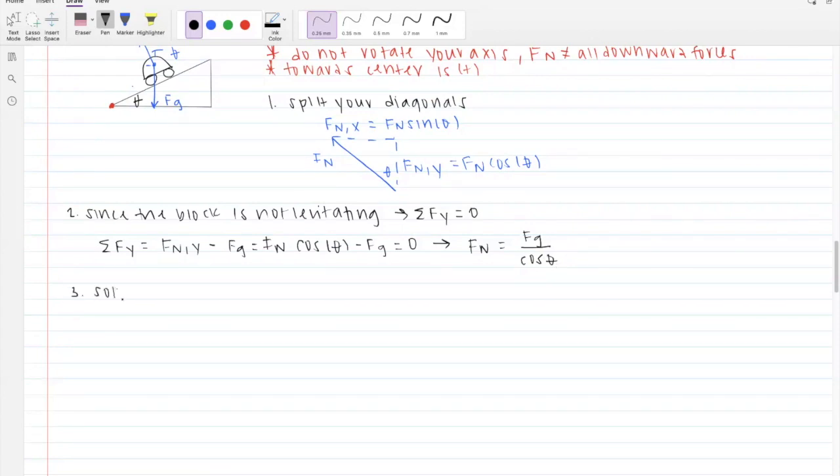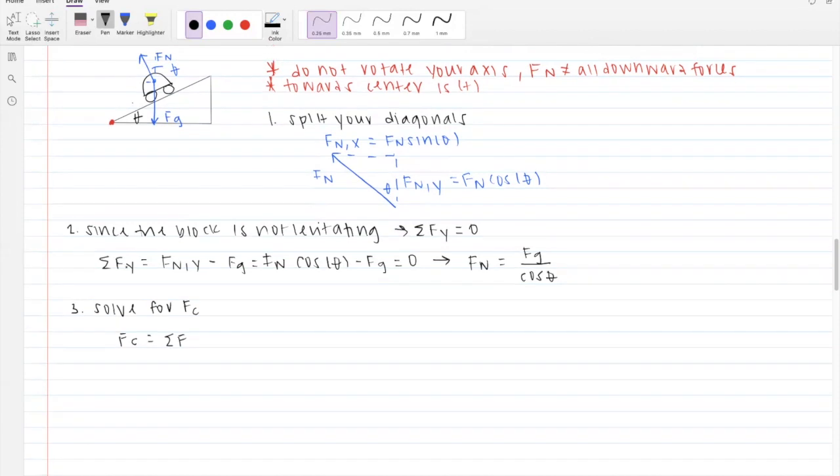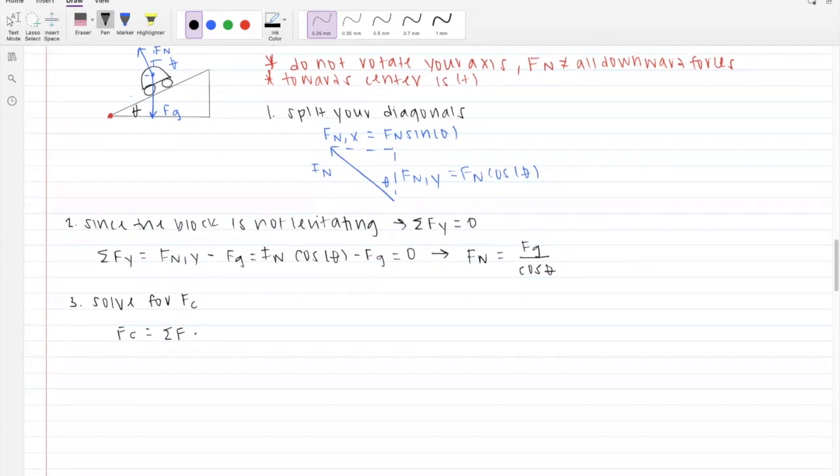All right, so then you're going to solve for your centripetal force. So your F_C is equal to the sum of all the forces. And as you can see, the sum of the forces in the y direction is equal to 0. So that means that the only force that is unbalanced is your x component. So we have your normal force, sine theta. And then we solved for normal force in the previous problem, so we can just substitute that in.